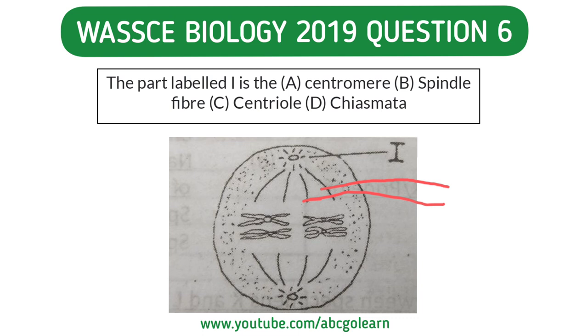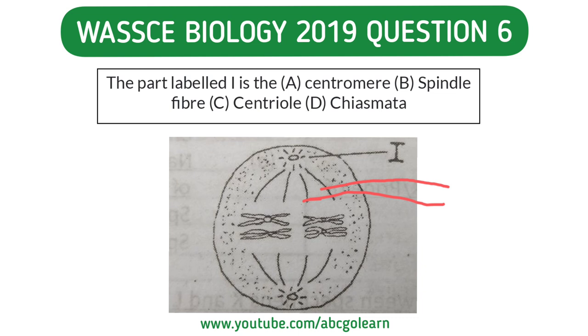And we are talking about central, but central is cylindrical in shape. It is found in only animal cell. You can find this only in the animal cell. It's not found in plant cell. D. Talking about chiasmata. Chiasmata is what? Is the point of contact where the homologous chromosomes exchange genetic materials. So now let's look at the variance of this question.